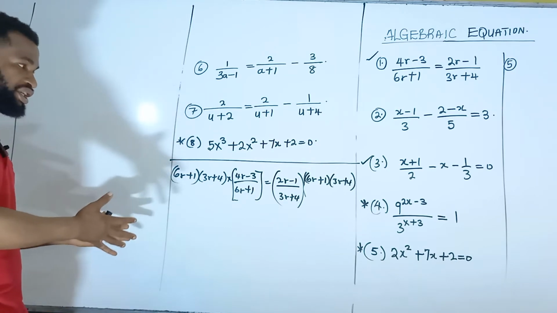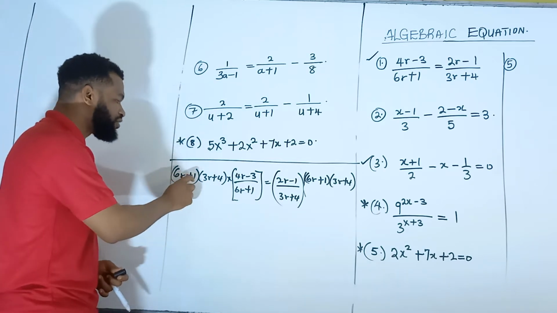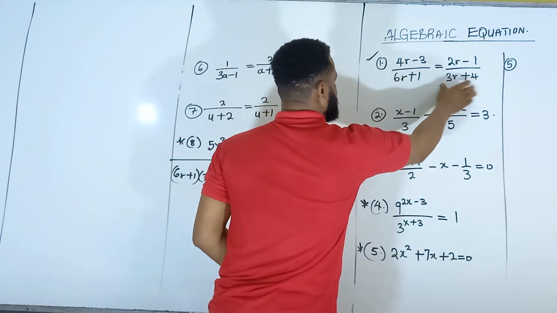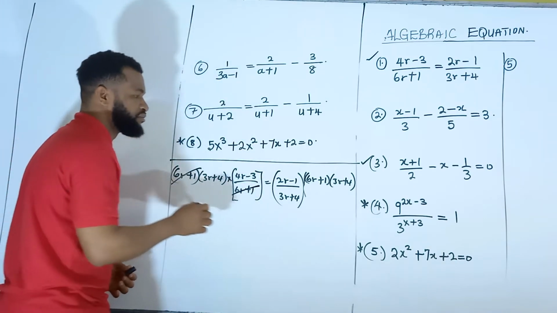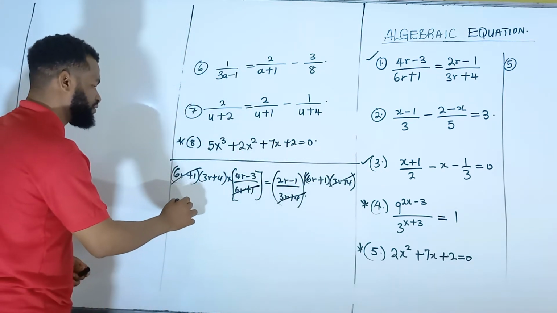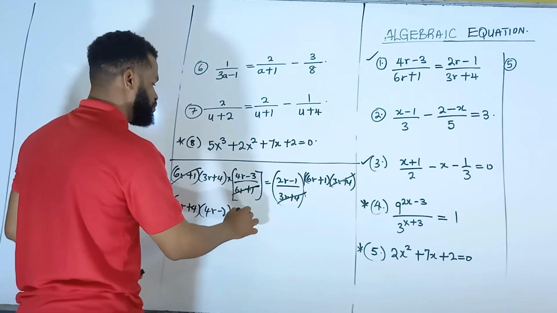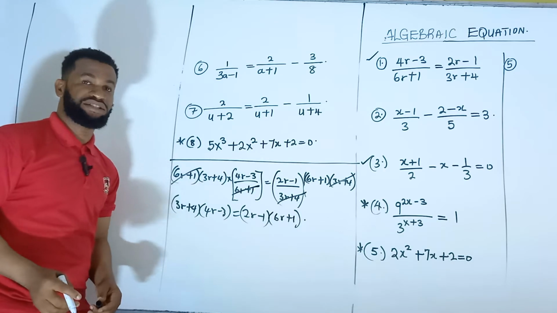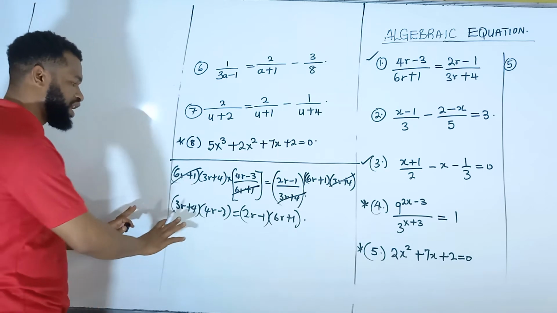It may look big, it may look complicated, but that is the perfect thing to do in mathematics. What am I doing? 6r plus 1 bracket 3r plus 4 is the LCM of this and this denominator. When you multiply the two of them, that is the LCM. So what do we do? This will cancel this, and this will cancel this. I am left with 3r plus 4 times 4r minus 3 equal to 2r minus 1 times 6r plus 1. Now, before I forget, this is called clearing fractions. So what I did was to clear the fractions, then we have a normal equation now.